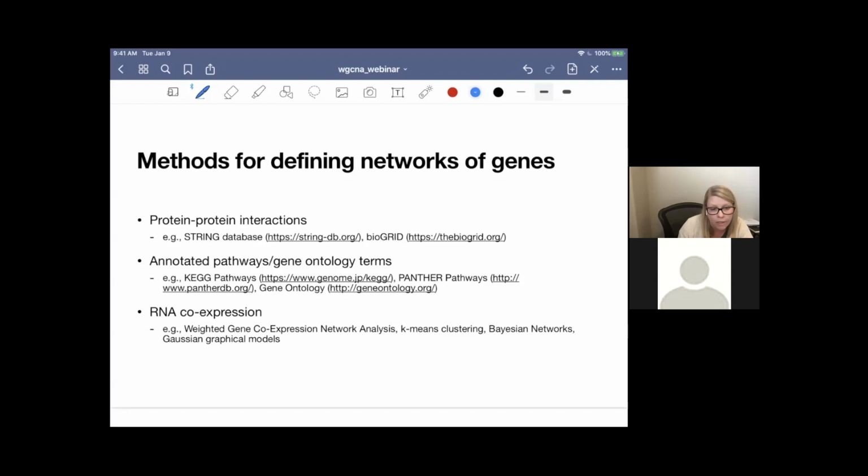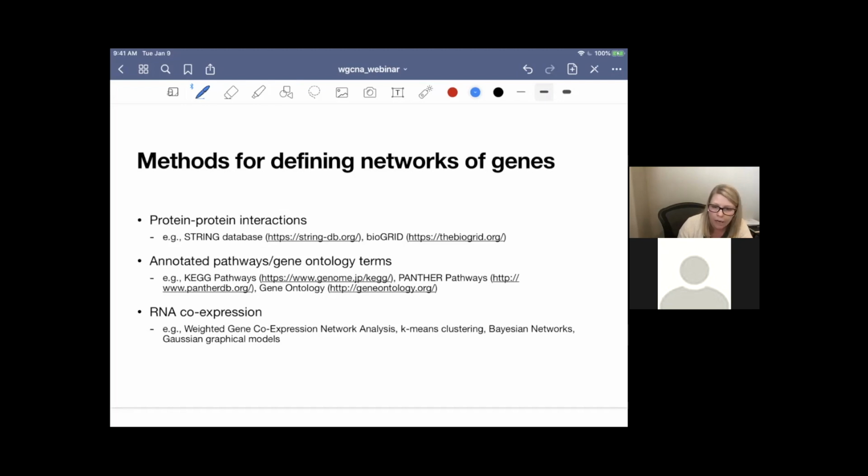And then finally, one of the other ways that we can define networks of genes, and what we're going to do today, is to talk about RNA co-expression. Although we're going to talk about weighted gene co-expression network analysis today, please understand that this is only one method. It's not the end-all and be-all method for identifying RNA co-expression. It tends to be a very good tool and popularly used because it's easy to understand, and it takes us one step beyond something like k-means clustering.